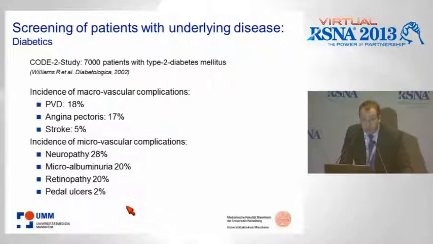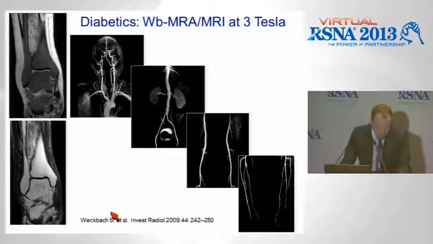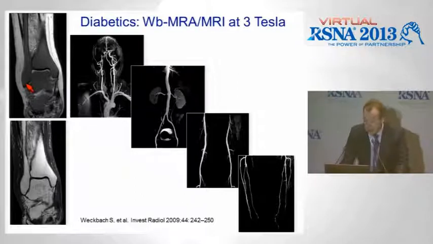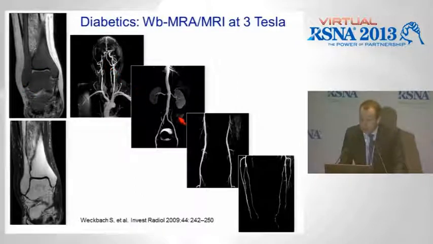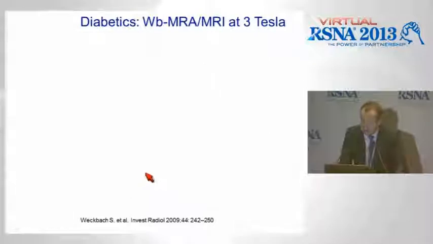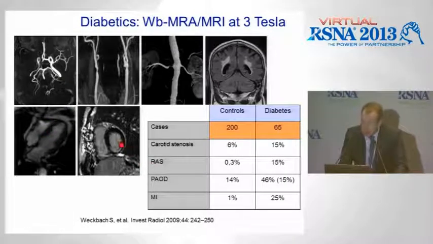Becomes even worse if you look at diabetics. We know diabetics have a high incidence of macro and microvascular complications, such as peripheral vascular disease, angina pectoris, stroke, but also a lot of microvascular complications. Now, whole body MR is ideal in these patients. You can combine, for example, soft tissue assessments, such as here in the inflammatory changes of the joint, and do whole body MR, and then combine this also with, for example, cardiac imaging, late enhancement imaging, as well as looking at the brain for chronic vascular disease.